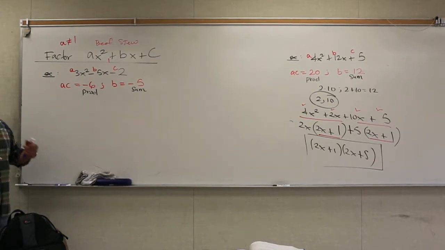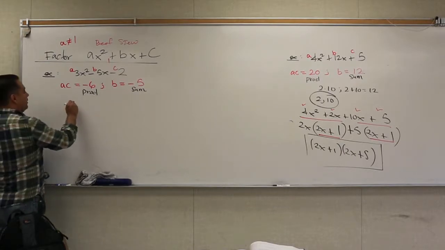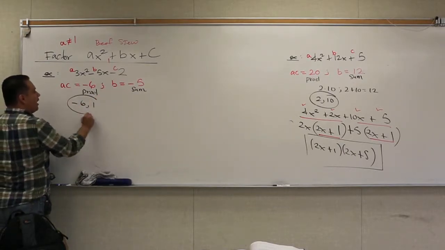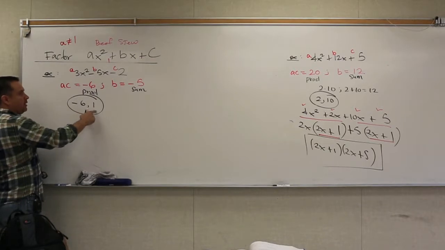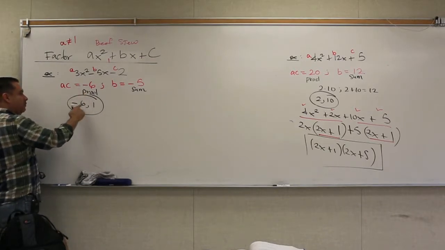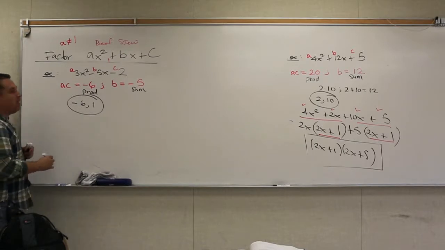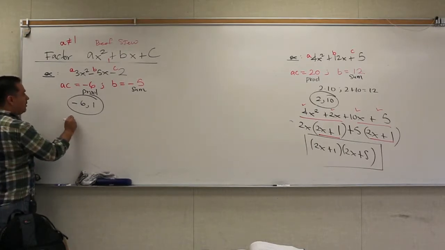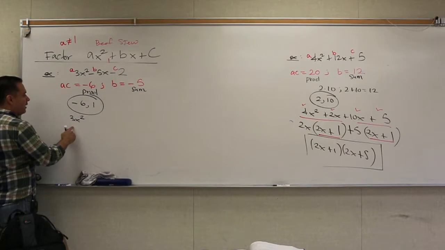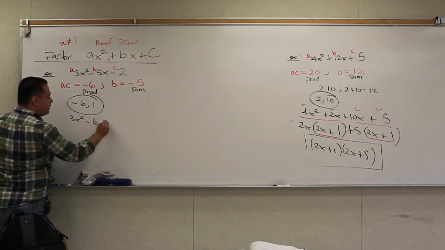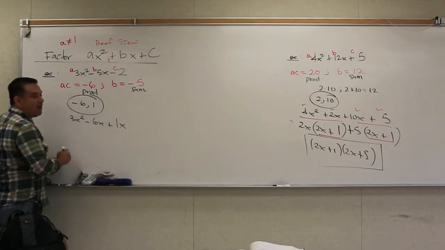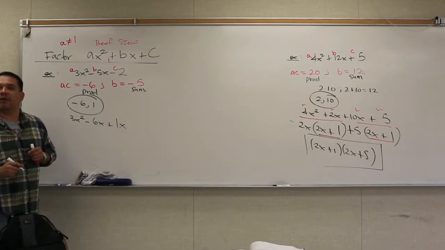What two numbers multiplied together is negative 6, but when added is negative 5? Negative 6 and 5. Is that right? Negative 6 times 1 is negative 6. Negative 6 plus 1 is negative 5. You're right. What do you guys do next? Rewrite. 3x squared minus what? 6x plus 1x. It doesn't matter the order you use. It's going to work out.